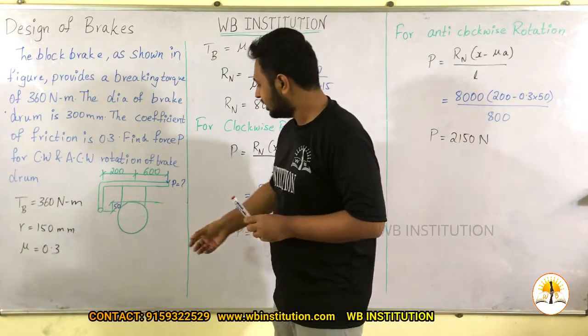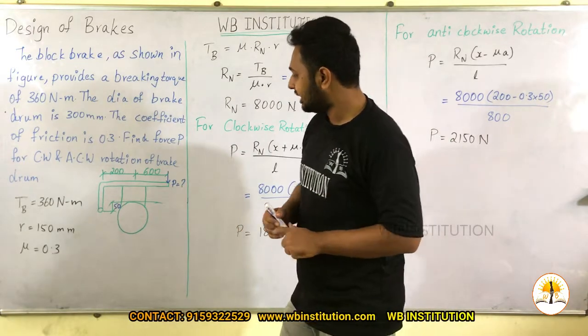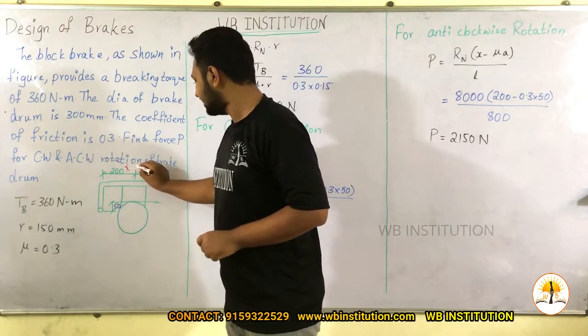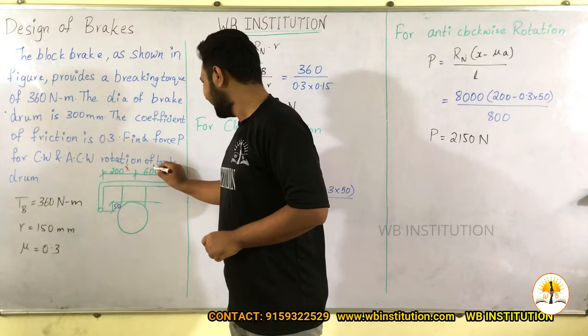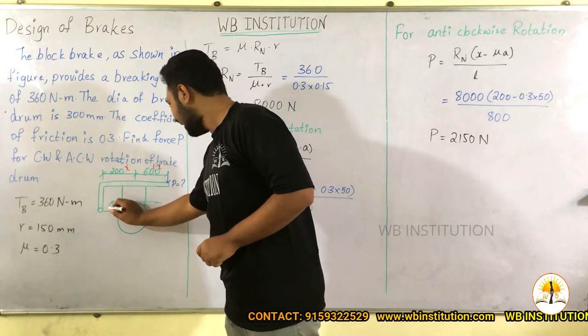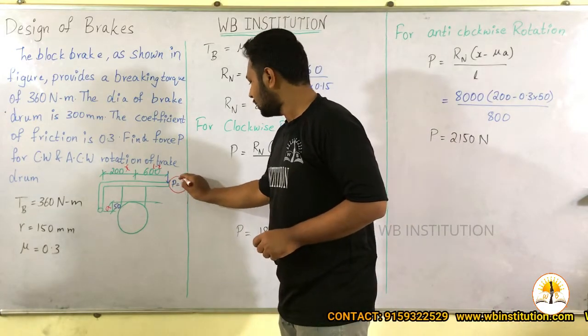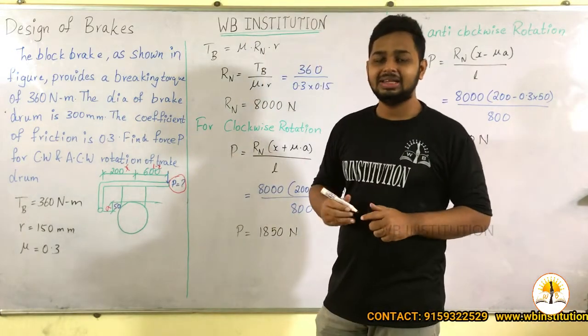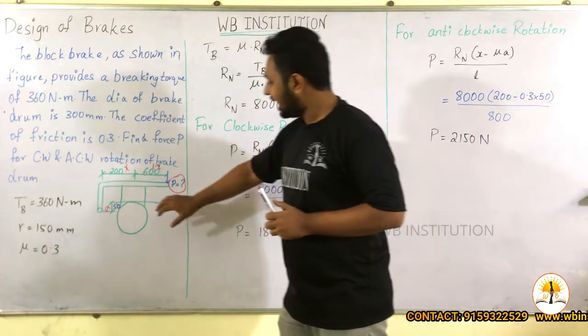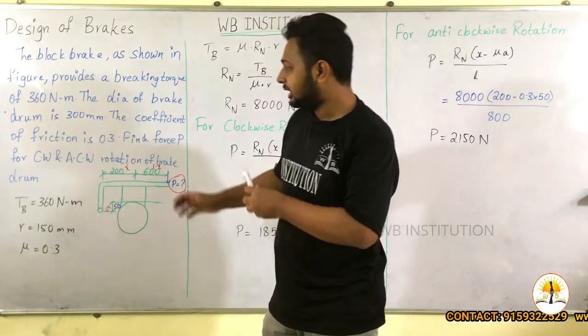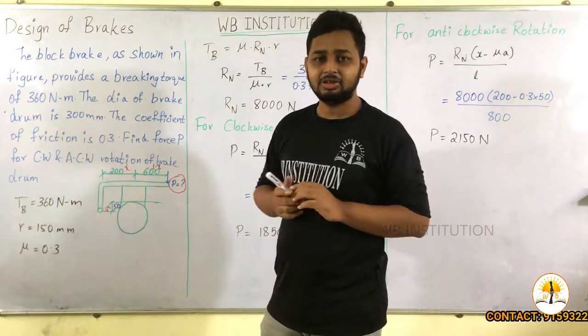So they have given a diagram in which they have mentioned the values of x, and this is L minus x, and this is A. Now they are asking to find out the value of P, that is the force exerted on the lever which will act on the drum in order to stop or reduce the rotation speed.